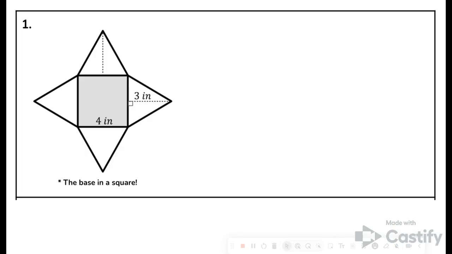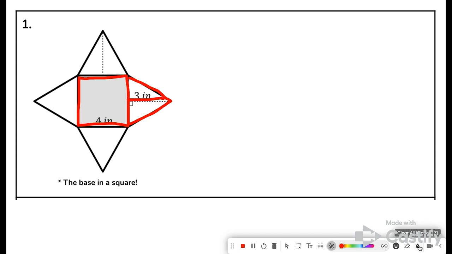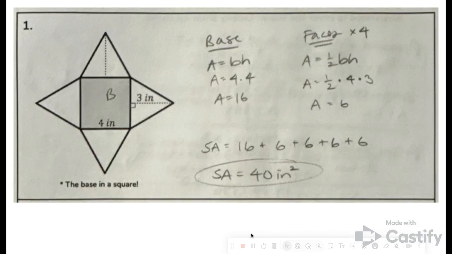Turn the page again in your packet so you are looking at the surface area of pyramids practice. Here is the first one with a square base, which is nice and convenient because that means all of these sides are the same, 4 inches. So all of these triangles have to have the same height of 3. So just 2 different areas to find.